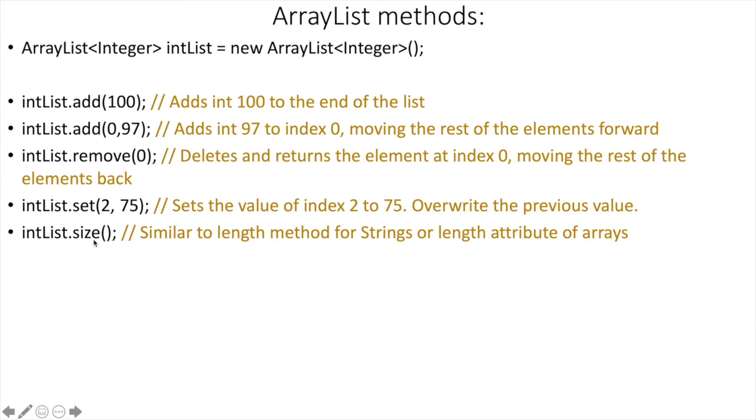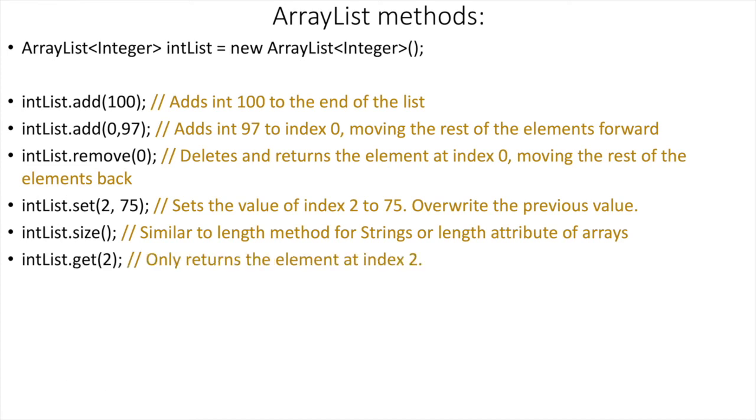ArrayLists also have a method named size. This is very similar to the length method for the string class and returns how many elements are currently in the list. So if you were to be iterating through a list, just like you used to do with arrays, maybe saying while I is less than the array dot length, now you can say while I is less than my array list dot size.